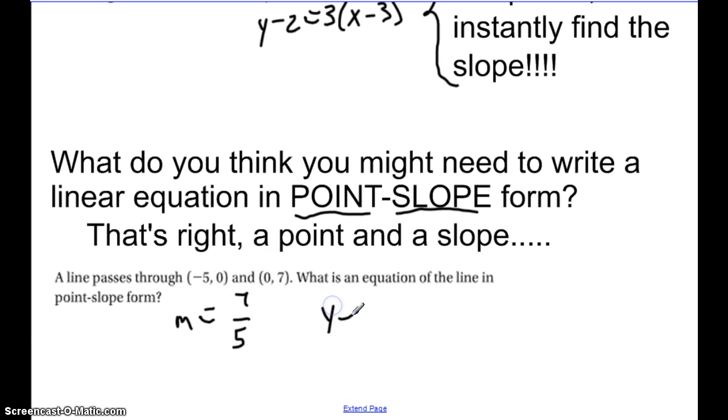So I'm going to have y minus 7 equals our slope, 7/5, times x minus our x value. Well, x minus 0 is just going to be x, so we can leave it in that form. If you do write the negative 0, that's going to be fine too. It will not count as wrong.